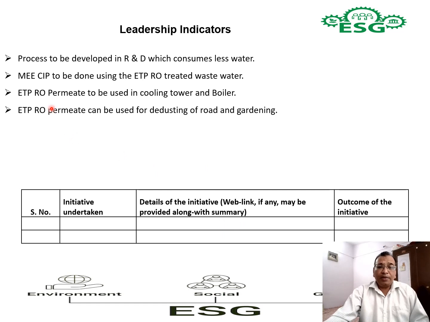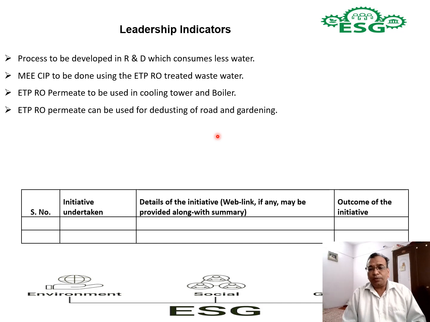Then ME, that is multiple effect, CIP is to be done using the ETP RO treated wastewater. So you should not use the raw water. Whatever treated wastewater from RO, you can utilize it. Then ETP RO permeate is to be used in cooling towers and boilers. Then ETP RO permeate can be used for de-dusting of roads and gardening. So wherever possible, you should utilize this treated wastewater so that the 100% ZLD concept can be achieved.